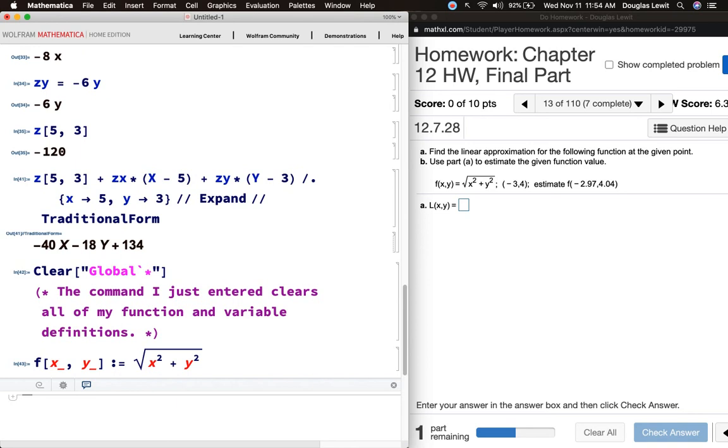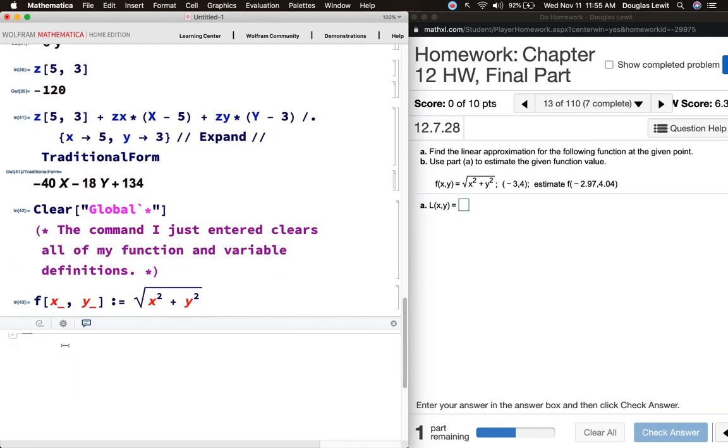And we're looking at the point -3/4. Part A says, find the linear approximation for the following function at the given point. Part B says, use part A to estimate the given function value. Okay, so here we go.